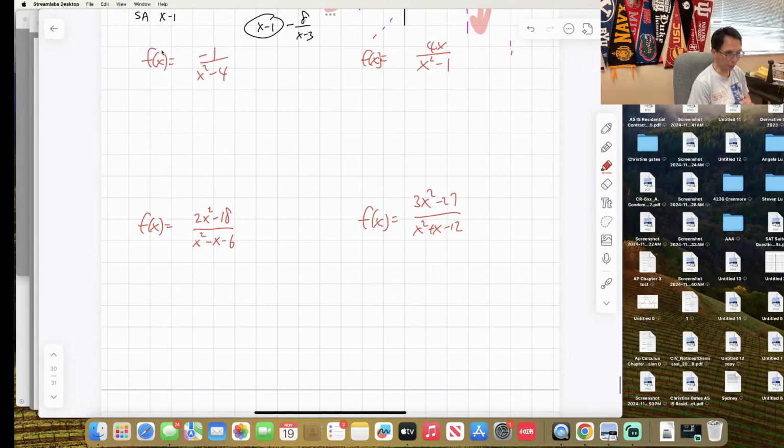Of those 4, which one should I go over? This one is going to be 2.6: 2x minus 18 over x squared minus x minus 6. That one's good. That one's very close to the test. Is that okay? I'll go over that one.